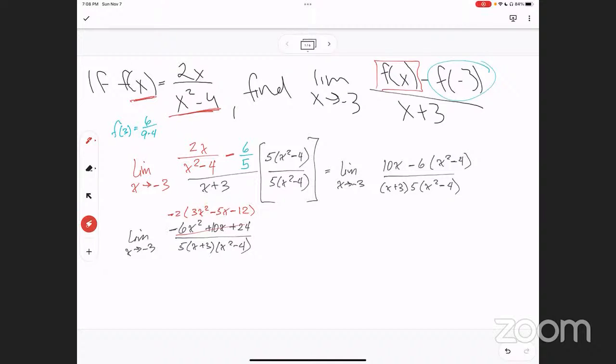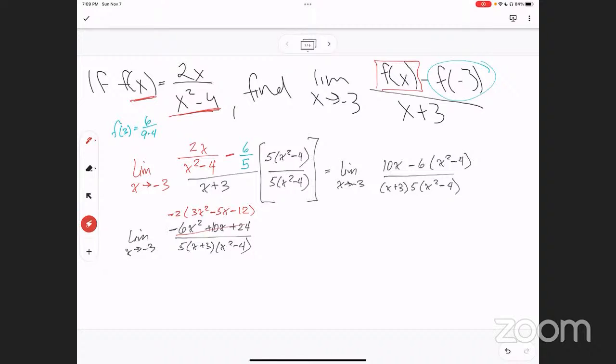Would it be the x squared minus 4? Nope, it's going to be x plus 3. You want to know how I know that? Because at the beginning, when I plugged in -3 in the top and the bottom, I got a 0 over a 0, which told me that it was very likely that x plus 3 was a factor of the top and the bottom.